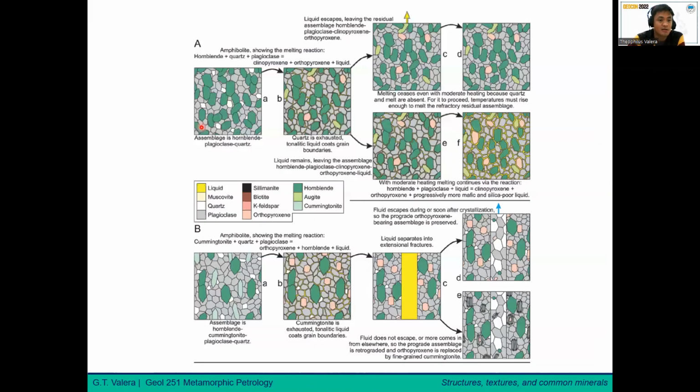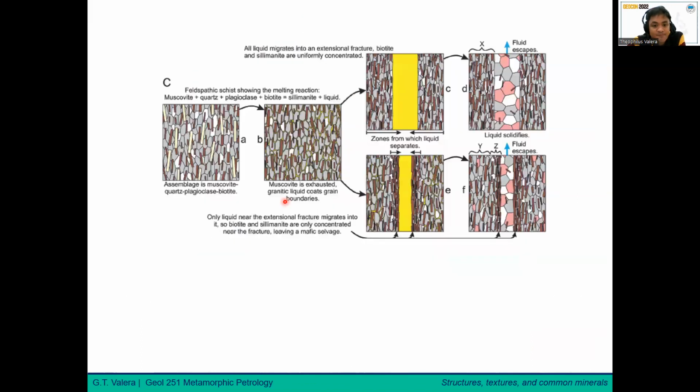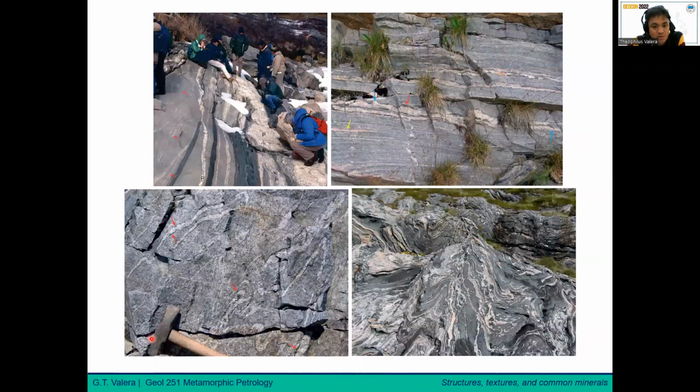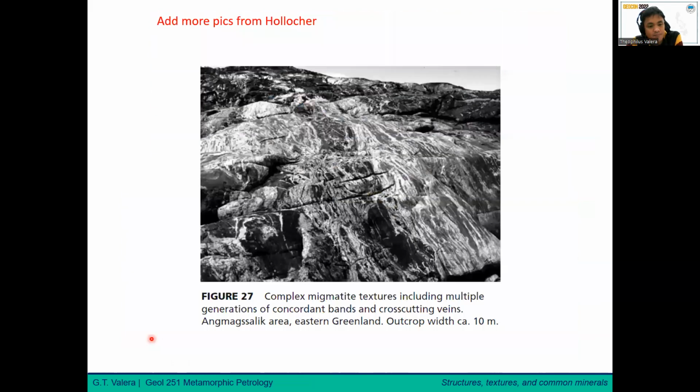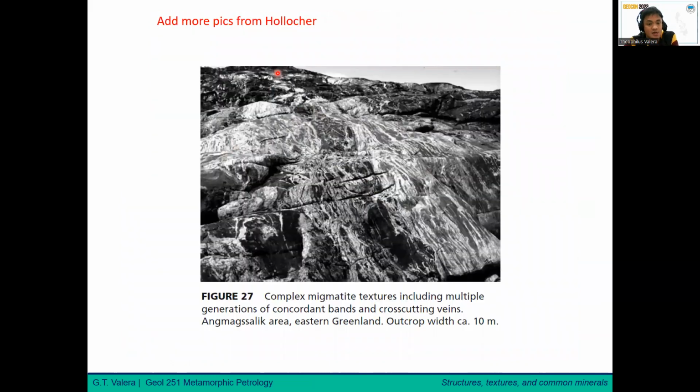Because of their characteristics, these are the interpretations numbers 2 and 3. This is the migmatite. Well, the whole thing is migmatite, but this is the leucosome, and these are the melanosomes. So, more pictures. Sorry, I didn't remove this. Add more pics from Hollister. That's it. This is only the one from Winter.